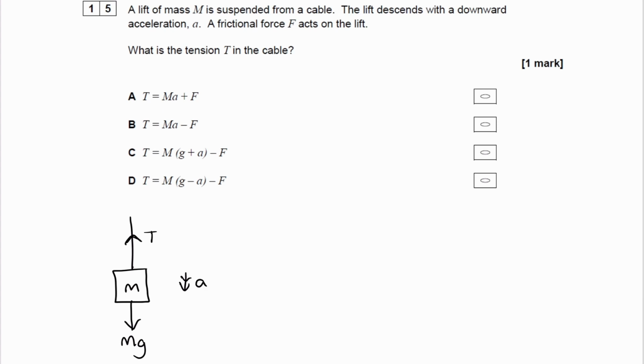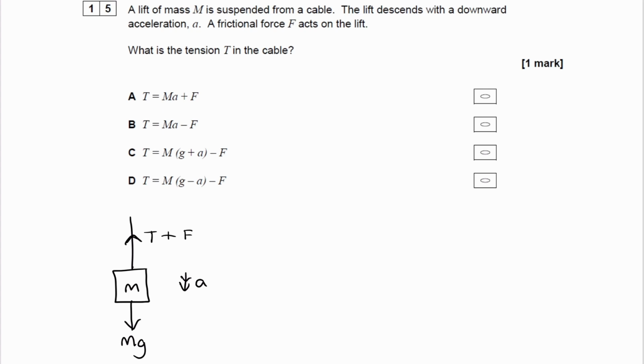A frictional force F acts on the lift, so if the lift is descending and we have a frictional force, the frictional force will always oppose motion, so there is a frictional force here, so I'll call this T plus F. And then we're trying to work out the tension in the cable.